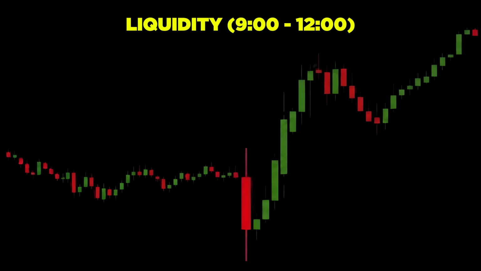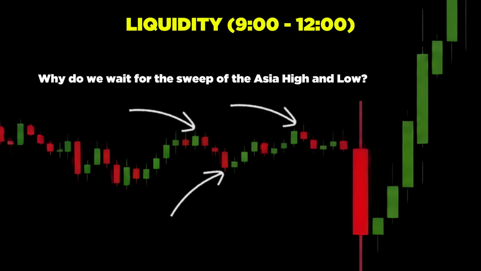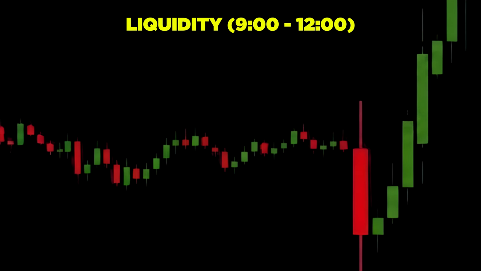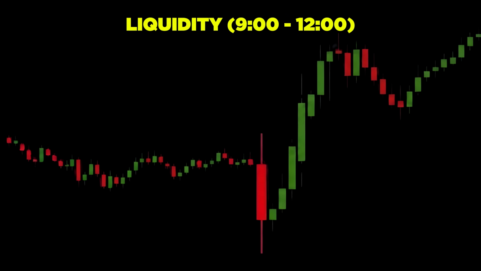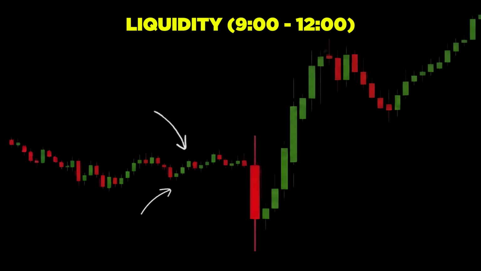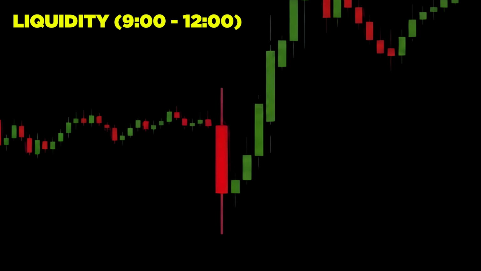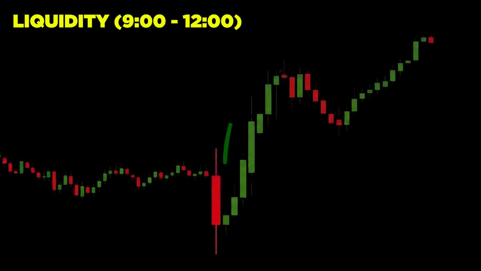o'clock to 12 o'clock. Why do we wait for the sweep of the Asia high and low? Because that's where the money of retail traders is located. They usually place their stop losses just above the high or below the low of that box. The market will push price through these levels to grab liquidity, like refueling a car before the real move begins.